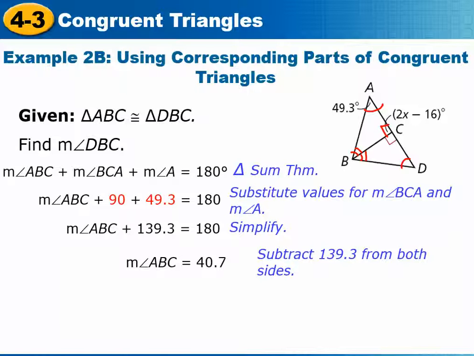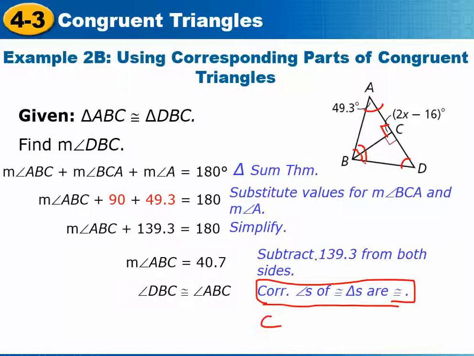Now that's this angle up here, but they're marked congruent. These two are congruent to each other because all the corresponding parts of congruent triangles are congruent. So therefore, angle DBC is congruent to ABC because corresponding angles of congruent triangles are congruent. Here's a shortcut for this reason.